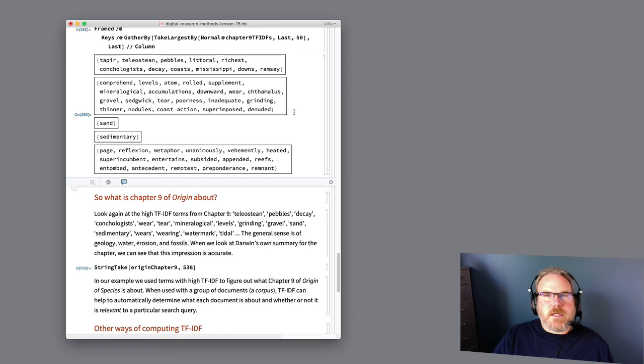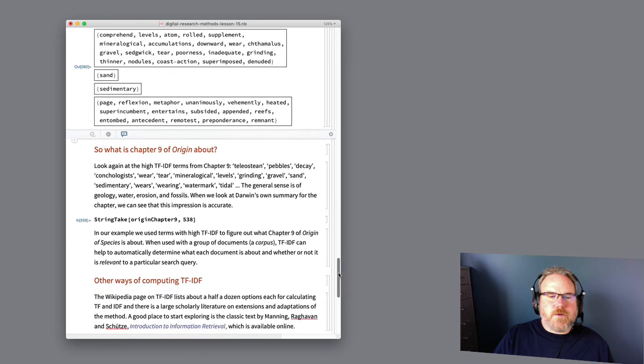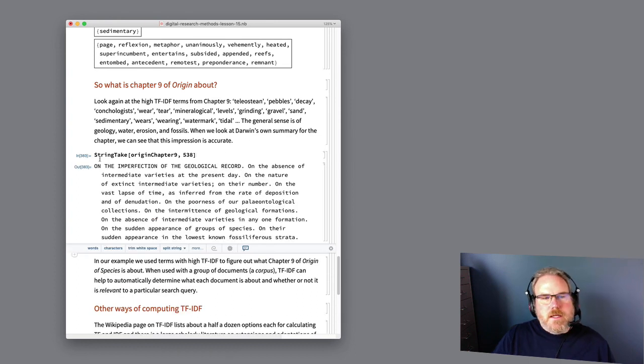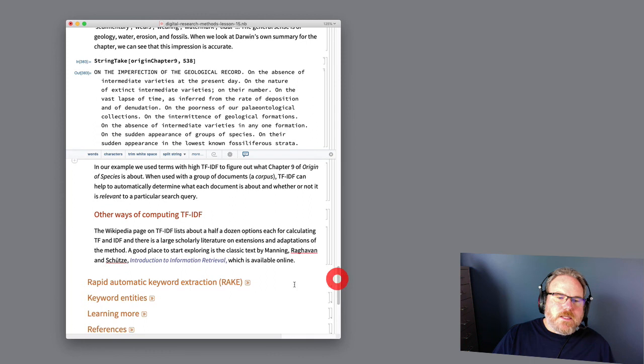Well, since this is a 19th century book, Darwin provided a summary in English about what this chapter is about. It's on the imperfection of the geological record, on the absence of intermediate varieties, the nature of extinct intermediate varieties, on vast lapses of time, on the poorness of our paleontological collections. Okay, and as I say, there are other ways of computing TF-IDF. The Wikipedia page, for example, lists 5 or 6 of them at least, and there's an excellent text which is available online which can teach you a lot more about the subject if you're interested.